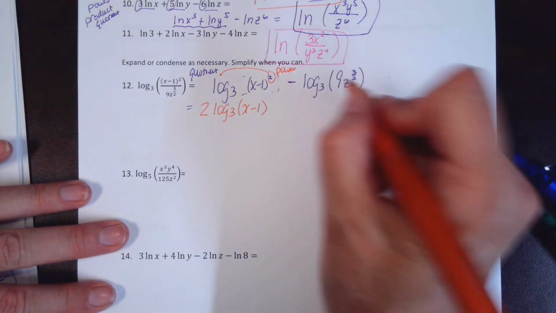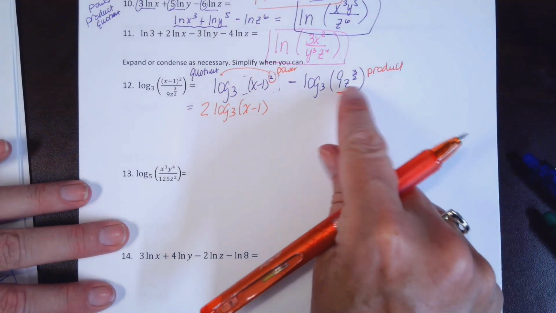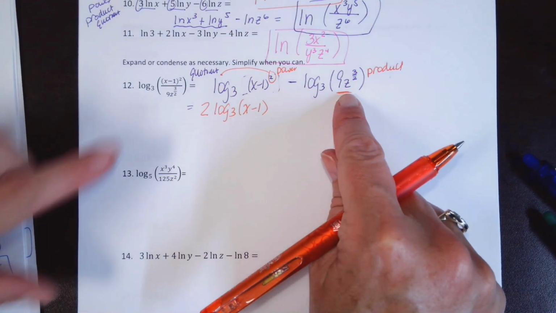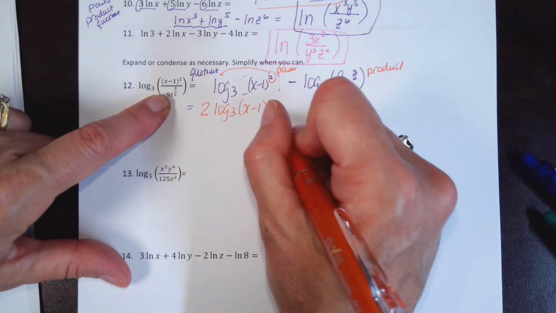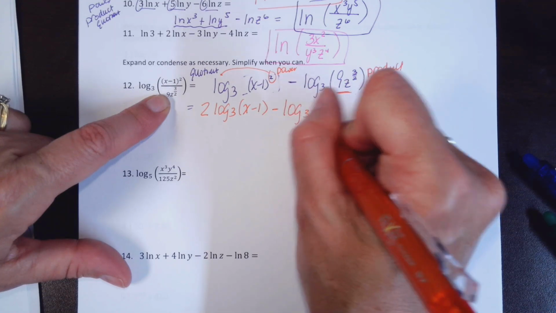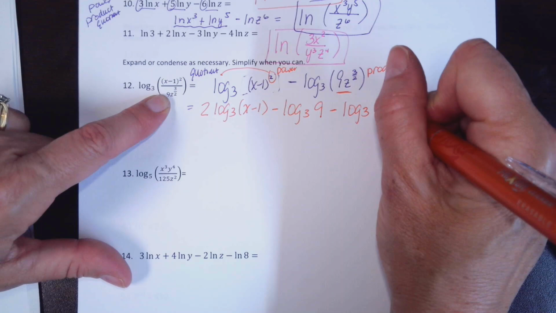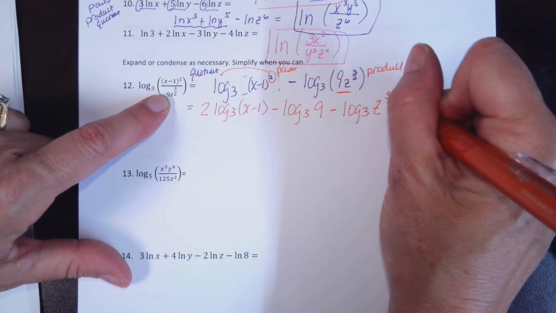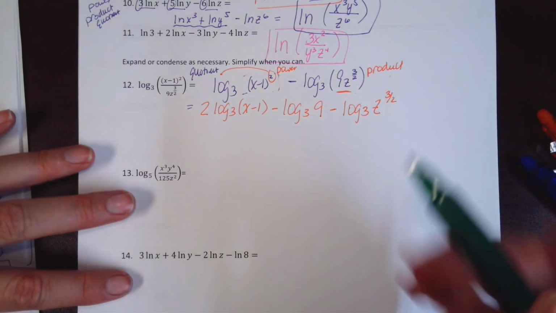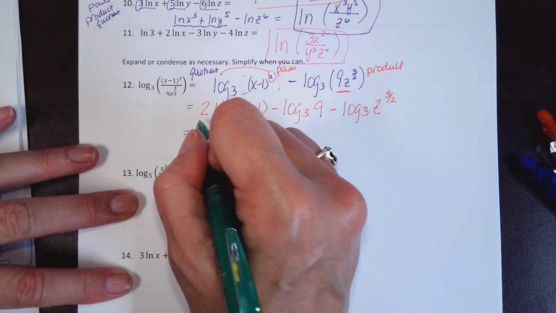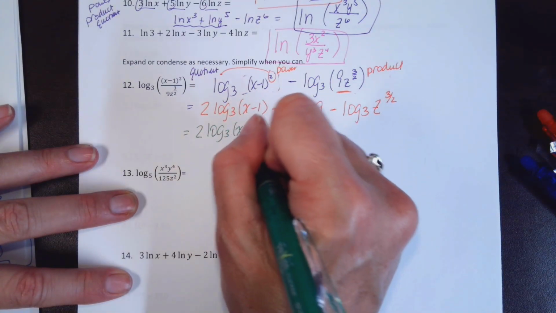Right here, though, I am multiplying, so I can use my product rule to split this apart into 2 separate statements. Now, all of this came from the denominator. It's all being subtracted out. So I'm going to say minus log base 3 of 9 minus log base 3 of z to the 3/2 power. Okay, now I'm going to take a step back and see what else I can do. This first bit is set. There's nothing else I can do here.